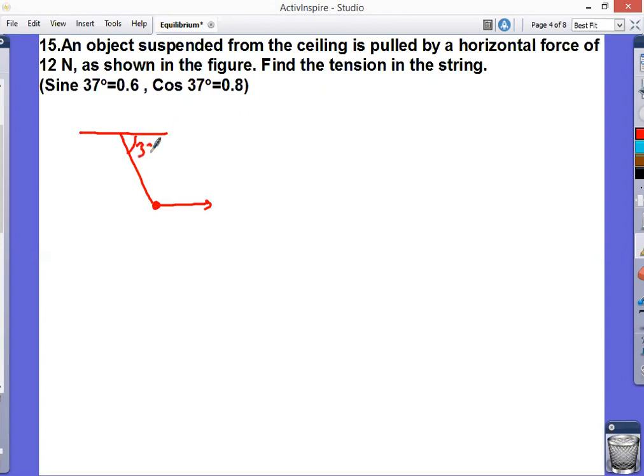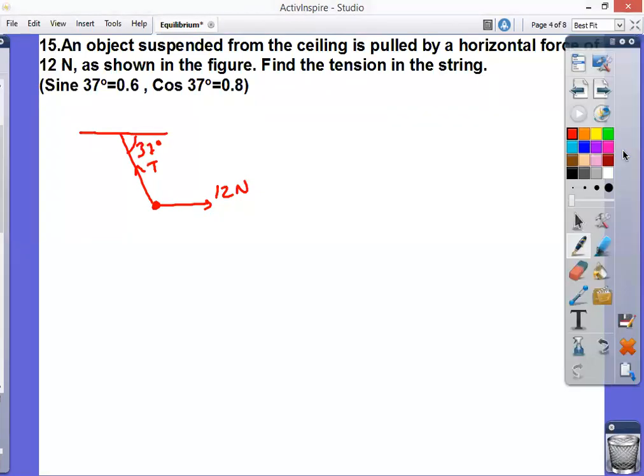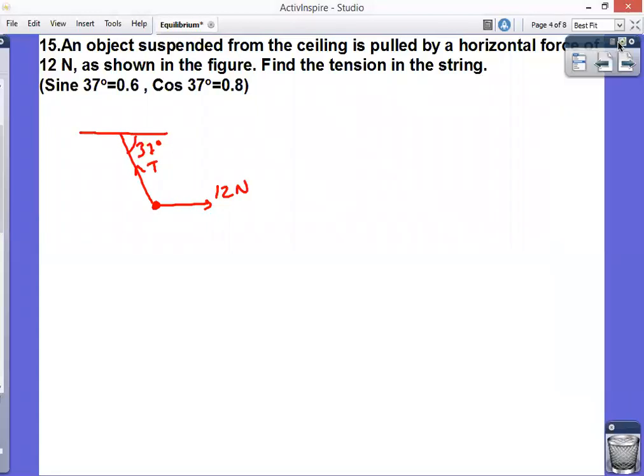So here's 37 degrees. You have over here T, right? And you have a force of 12 Newton over here, right? Okay, these are the givens, what is given to us. So here, let's divide our given into its components, like into its vectors. So again, here we're going to have a weight, right? So let's draw the components from this side.